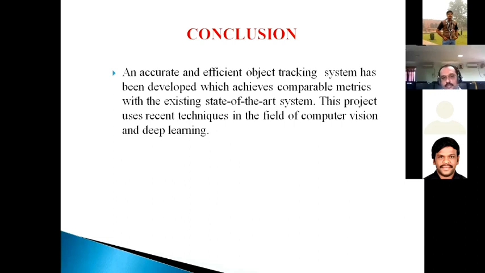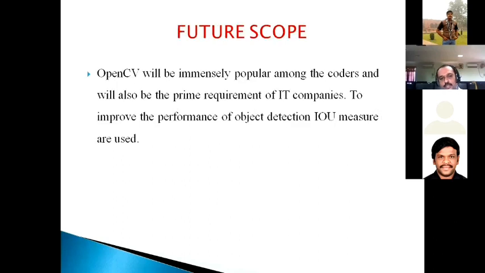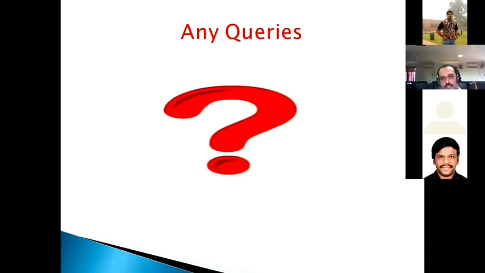So that is my presentation. And this is the main use of the OpenCV method in Python. For future scope, it can be applied for the primary IT companies. If any robberies happen, if there is a moving object, we can easily identify it and it will give the name of that particular object.